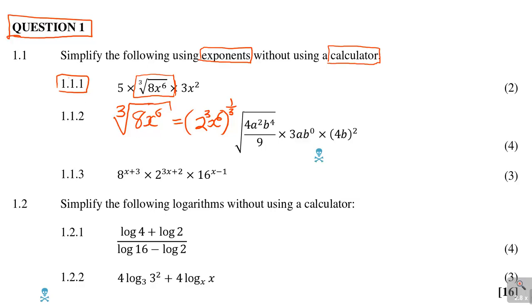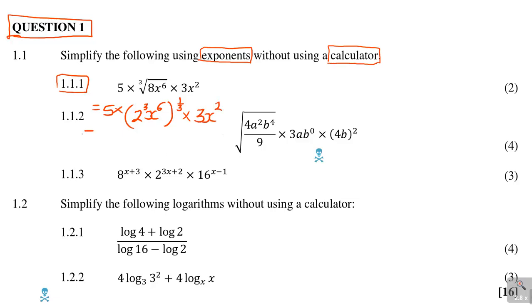That's what I'll be having. So if that is the case, I can then move on to simplify this problem as equal to 5 times, and then I've got 2 to the power of 3 x to the power of 6 bracket, remember that cube root is power 1 over 3 as a power, times 3x squared.